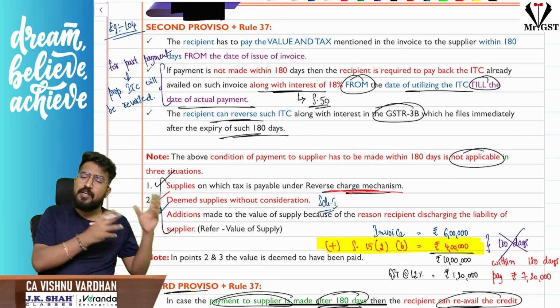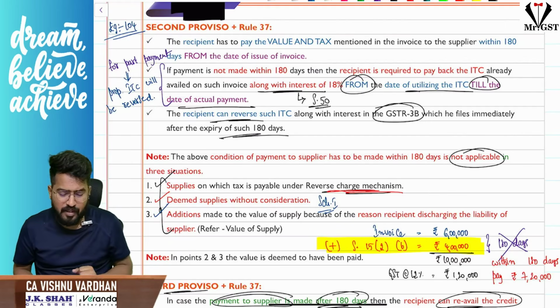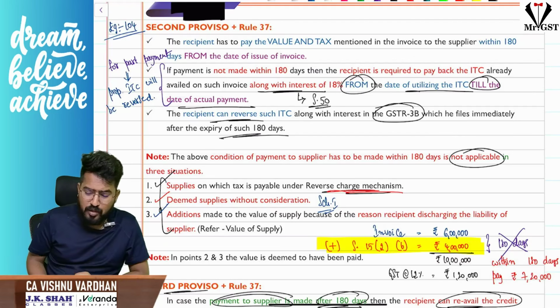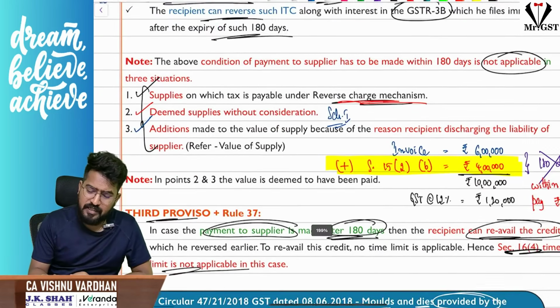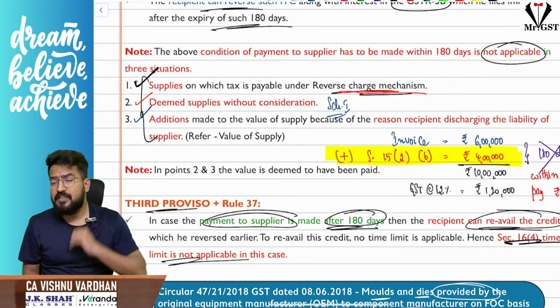If at all he has made any part payment, the proportionate amount he has to reverse. Now, this 180 days reversal concept is not applicable for these three cases. Number one, supplies covered under reverse charge mechanism.